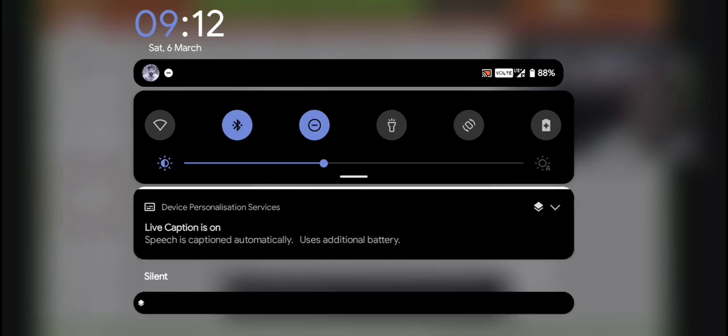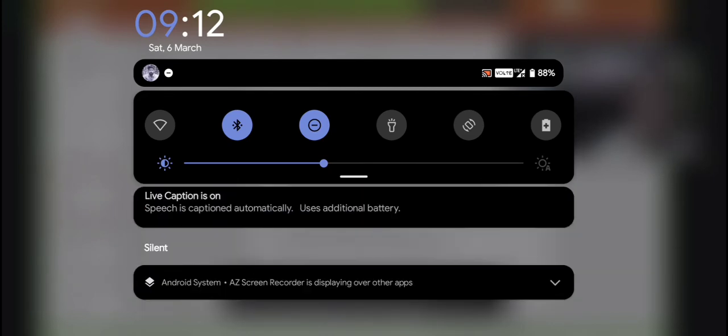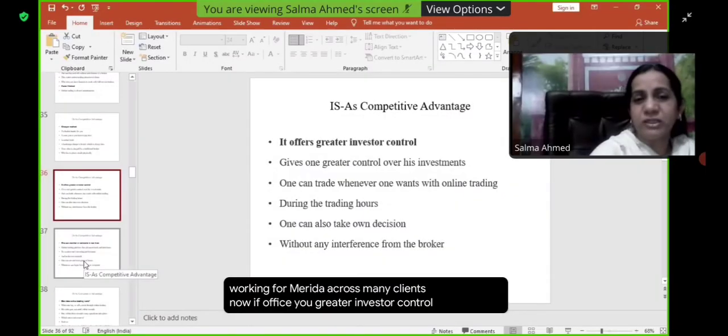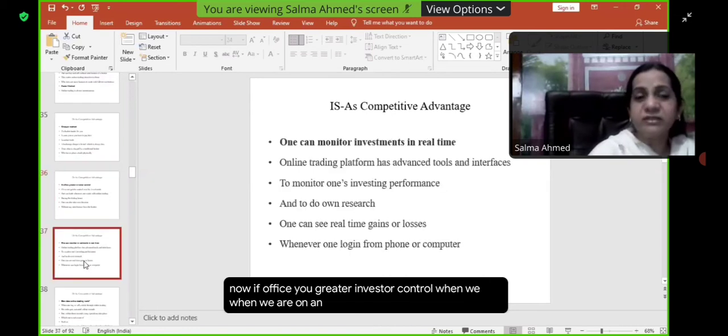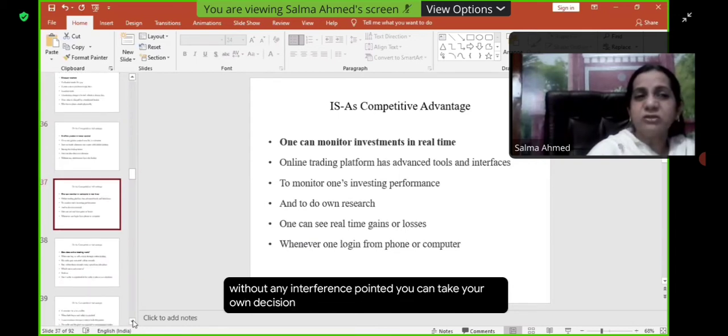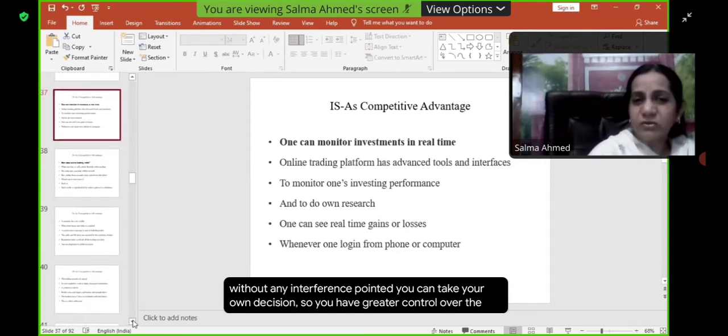Now, it also offers you greater investor control. When we are on an online system, during the trading hours, one can take your own decision without any interference from an appointed broker. You can take your own decision, so you have greater control over the way you function on the stock market.